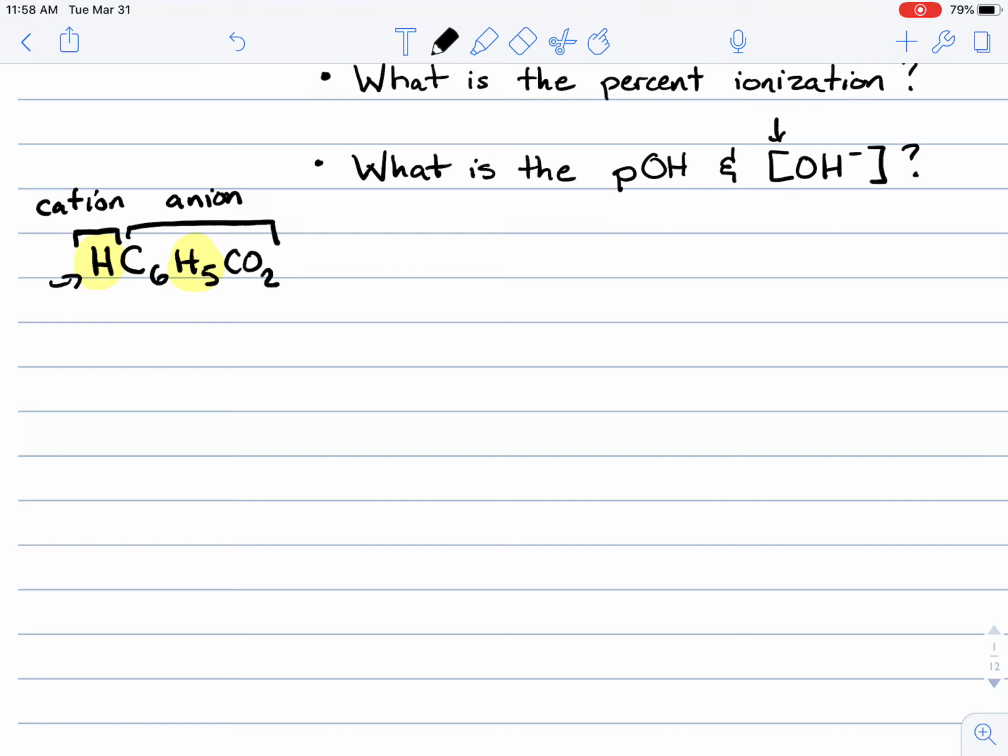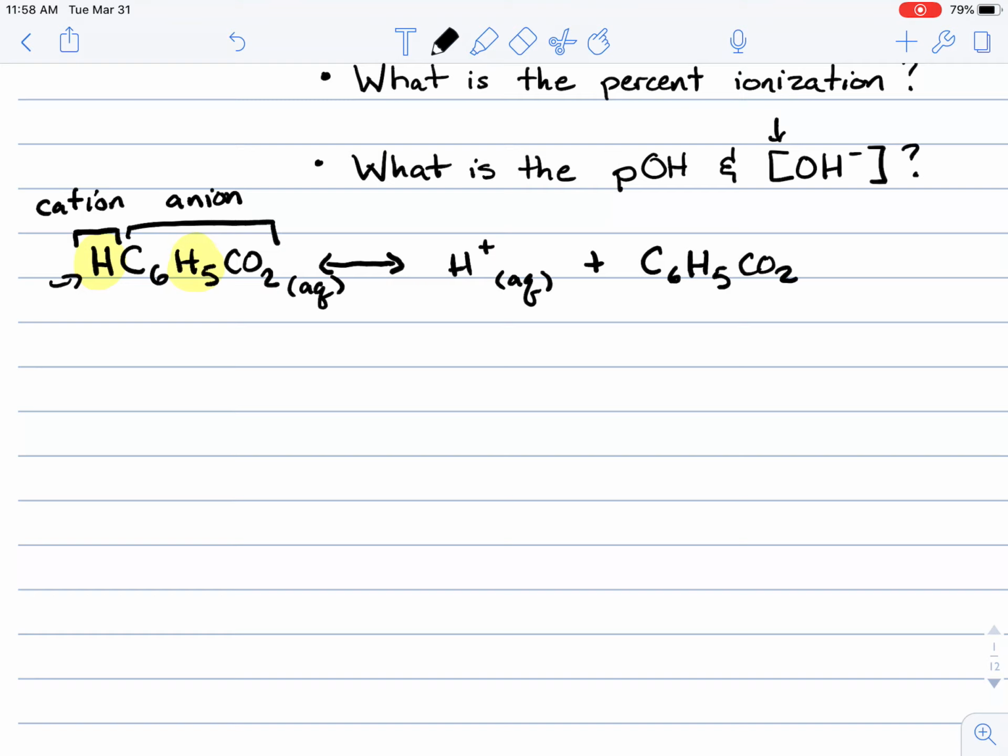So what this means is that when we're writing a balanced chemical equation, we're simply going to separate that first hydrogen from the rest of the compound. And I'm going to go ahead and write the physical states of matter because we're putting all of this stuff in water, so it's going to be aqueous. And what we're left over is C6H5CO2.